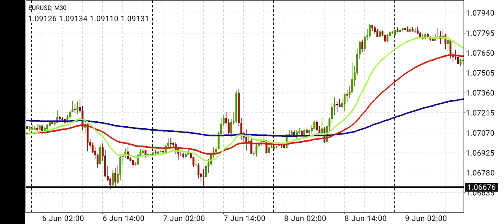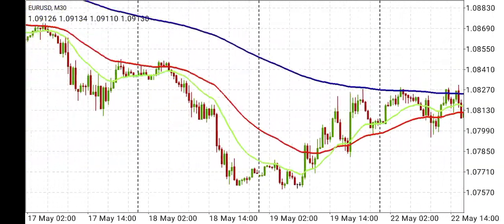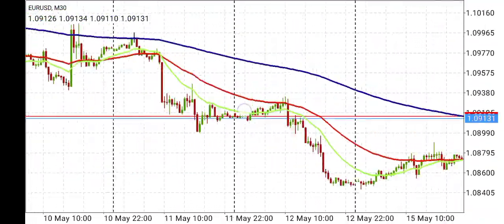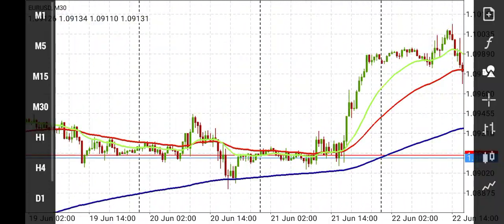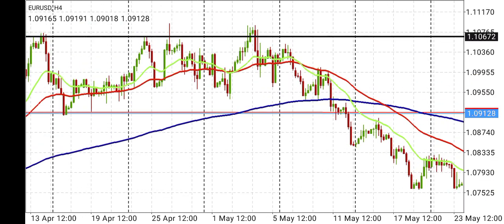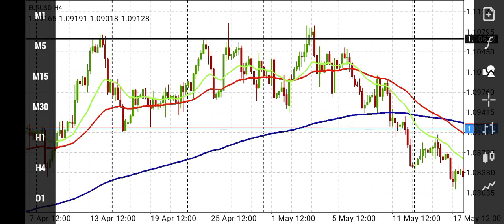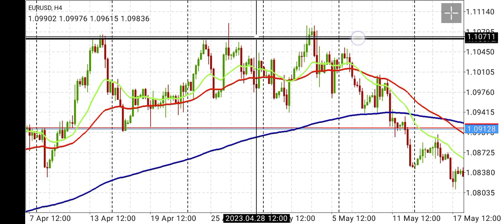Now we've talked about the bullish. Now let's talk about the bearish. Okay, let's go bearish now. Now, this was where the market got to before it started coming down from this level.